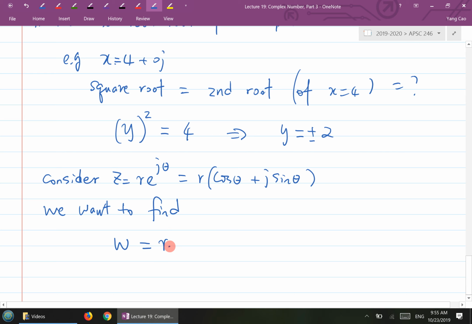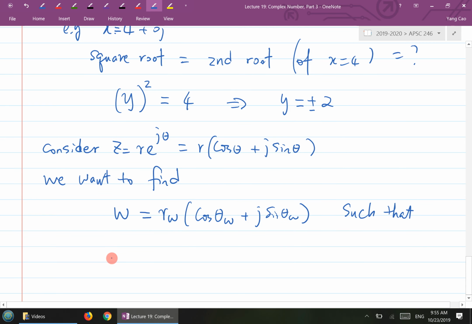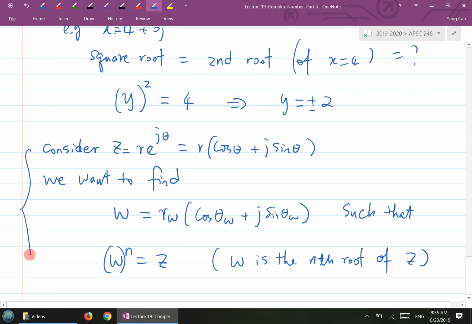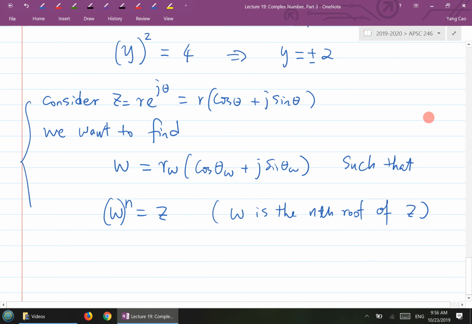And w, just like the z, can be written as a general complex number with the magnitude and also the angle, r and theta. So we want to find a w here, such that, remember this is the nth root, w to the power of n equals z. Then w can be called the nth root of the complex number z. So this is why w is the nth root of z. This is basically the new objective here. Okay. So let's see how we can find this.